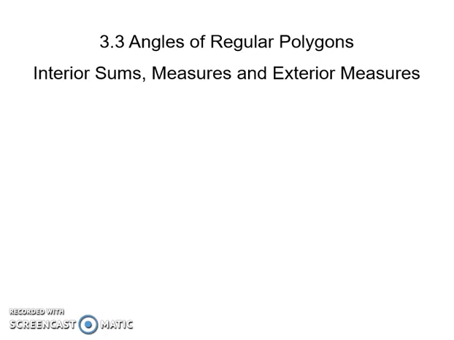All right, welcome back. So today we are going to be talking about Chapter 3, Section 3, and this is all about angles of what we call regular polygons. Last time we talked about interior and exterior angles within a triangle, and now we're going to take our knowledge of interior and exterior angles of triangles and apply it to regular polygons. We're going to be discussing the interior sums, the interior measures, as well as exterior measures.